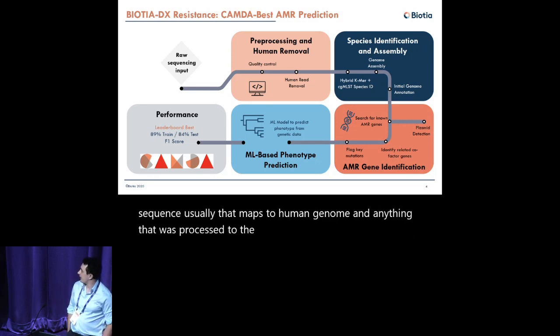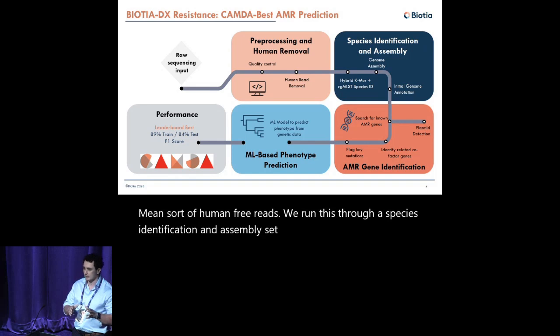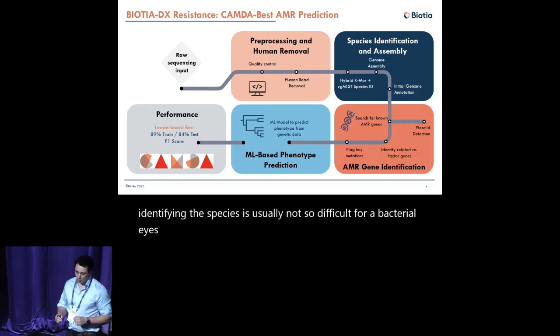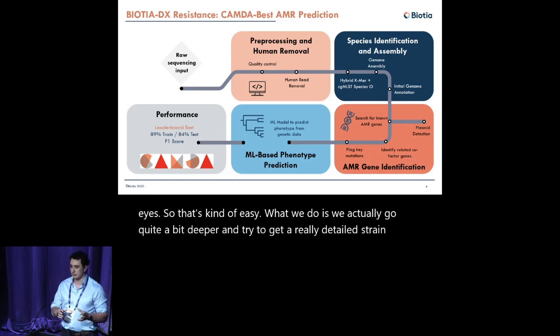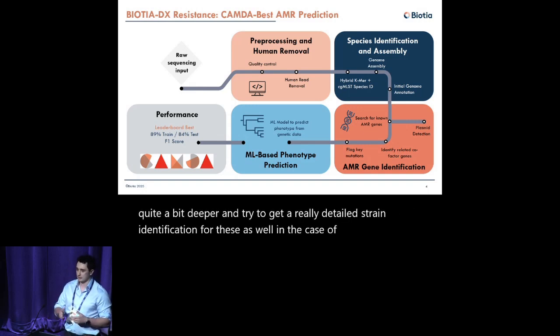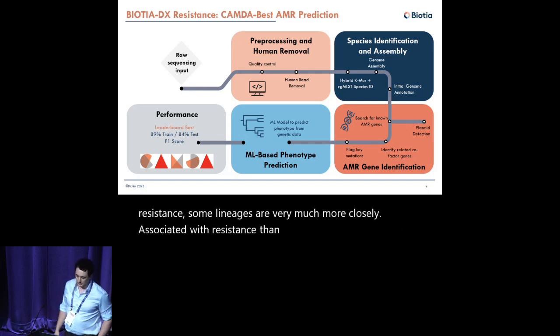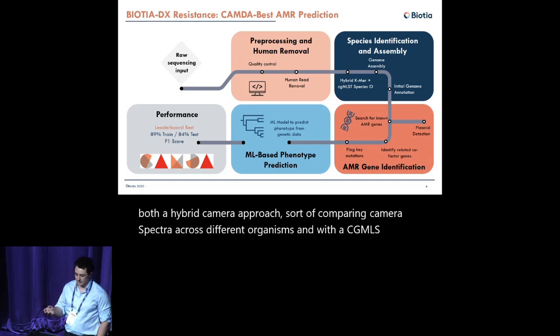After we've got our clean, human-free reads, we run them through a species identification and assembly step. With the CAMDA data, we're generally talking about bacterial isolates, so just identifying the species is usually not so difficult. What we do is go quite a bit deeper and try to get a really detailed strain identification as well. In the case of antimicrobial resistance, some lineages are much more closely associated with resistance than others. We do this with a hybrid k-mer approach, comparing k-mer spectra across different organisms, and with a cgMLST of the species ID as well.